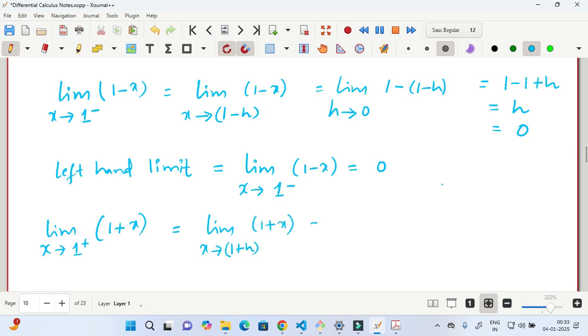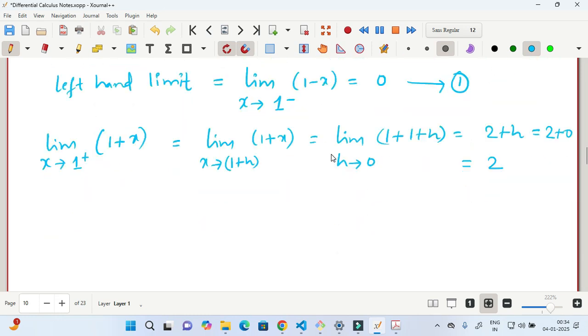is equal to limit h tends to 0, where in the place of x we substitute 1 plus h. This is equal to 2 plus h, which is 2 plus 0, equal to 2. So the right hand limit is 2. We will name the left hand limit as 1, and the right hand limit.